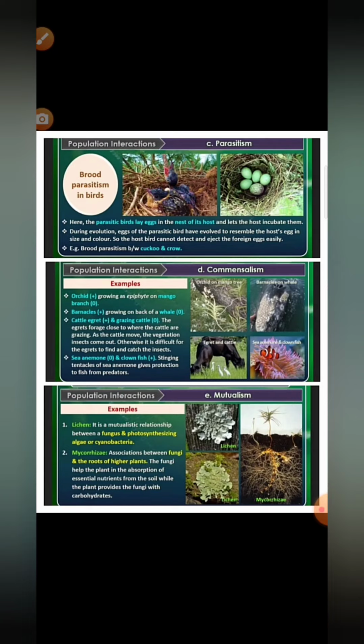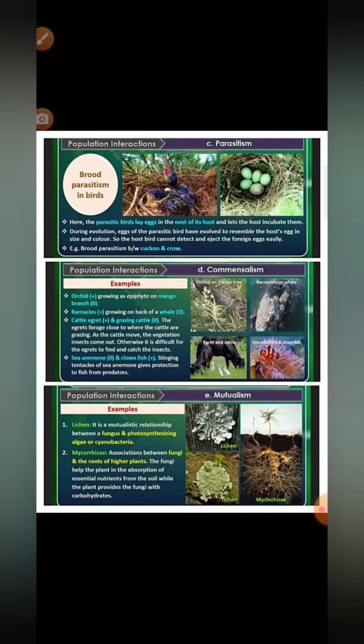Next we come to commensalism. Commensalism is the interaction between two species where one species is benefited and the other is neither harmed nor benefited. You see, whatever we are discussing is basically all about the interaction between two species. One will completely damage the other. In another, you will see both the species suffer. In another, one will be completely dependent on the other, and so on.